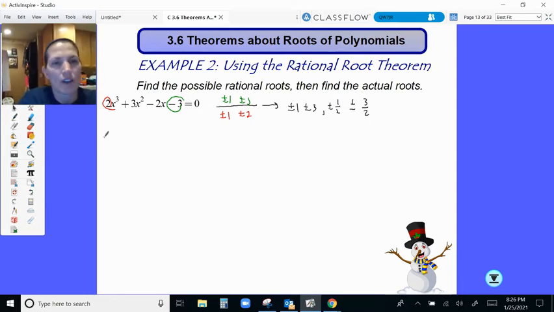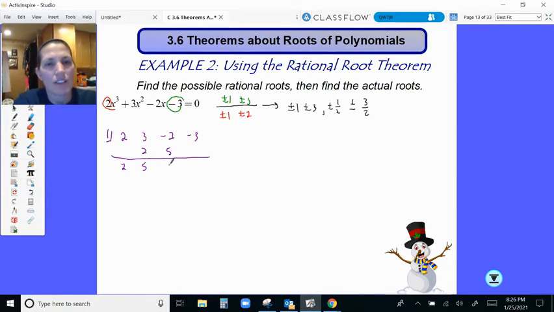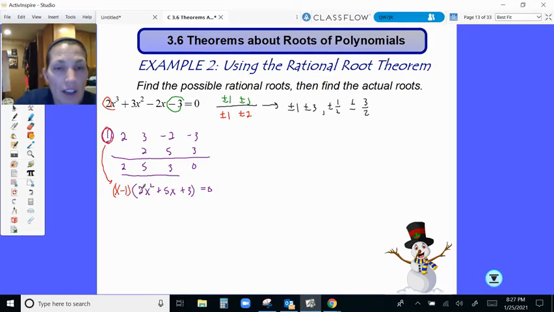And then we'll start dividing. So I'll divide by 1. You have 2, 3, negative 2, negative 3. Drop down our 2. So 1 times 2 is 2. Add those is 5. 1 times 5 is 5. That becomes 3. 1 times 3 is 3. And that gives us a 0 right away. So that's beautiful. Okay. So this becomes our 0 right here. So that becomes x minus 1 is our factor. And then we have all this nice leftover right here, which is going to become 2x squared plus 5x plus 3 equals 0.